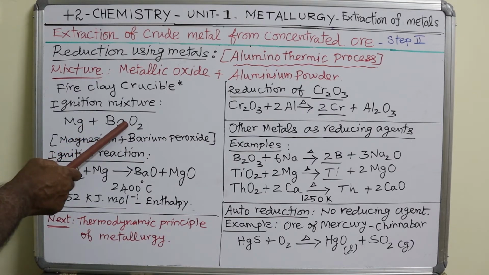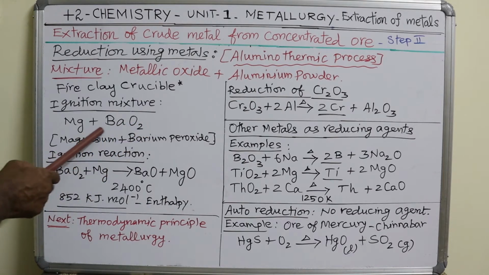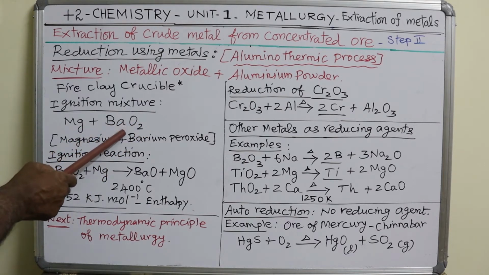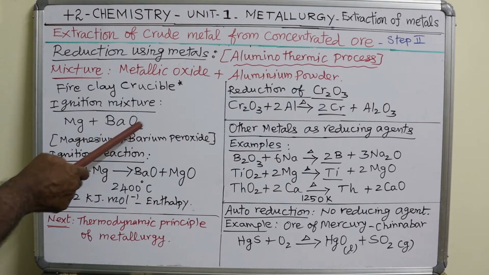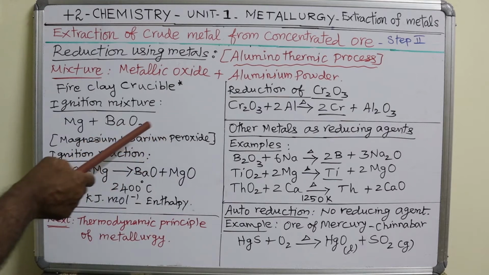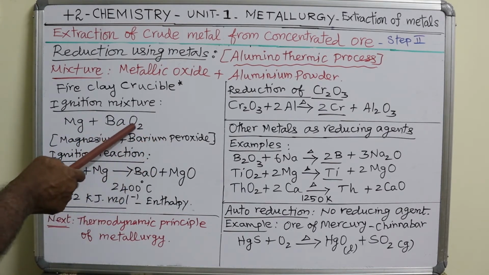This ignition mixture reacts first and produces plenty of heat energy. This is an exothermic reaction when these two are reacting. That heat energy generated by the reaction of these two is used for the reduction process in the next step. Here, magnesium and barium peroxide, the peroxide is mentioned.